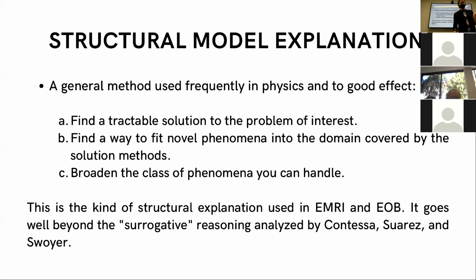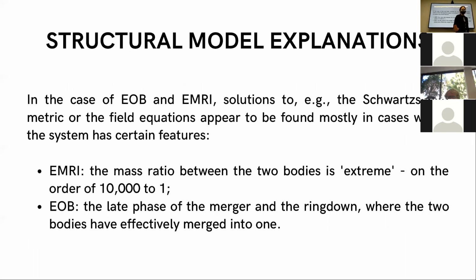This is the kind, I would argue, of structural explanation that's used in Emory and EOB, and it goes well beyond this kind of surrogative representation of one system by another. So in this case, what we've got are systems where the system only has certain features, the mass ratio has to be huge in Emory methods, and in the EOB, we have to look at the late phase of the merger and the ring down.